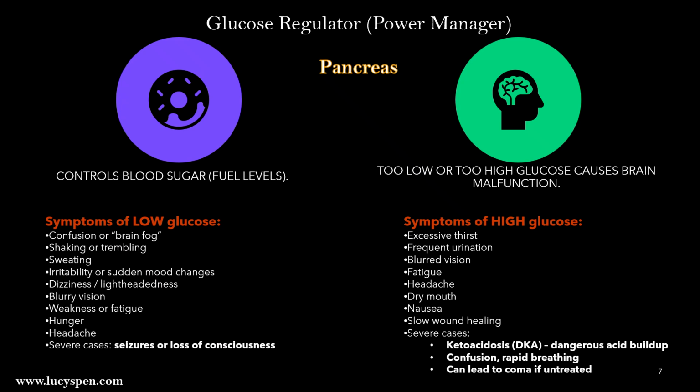Symptoms of high glucose are excessive thirst, frequent urination, blurred vision, fatigue. In severe cases, we have ketoacidosis, which is dangerous acid buildup. You can have confusion, rapid breathing, and this can lead to a coma if untreated.